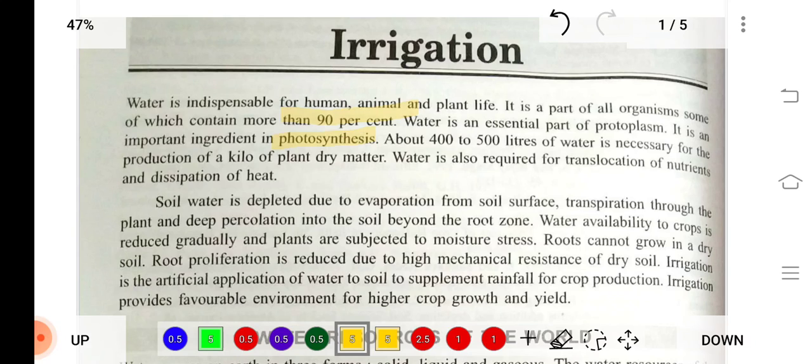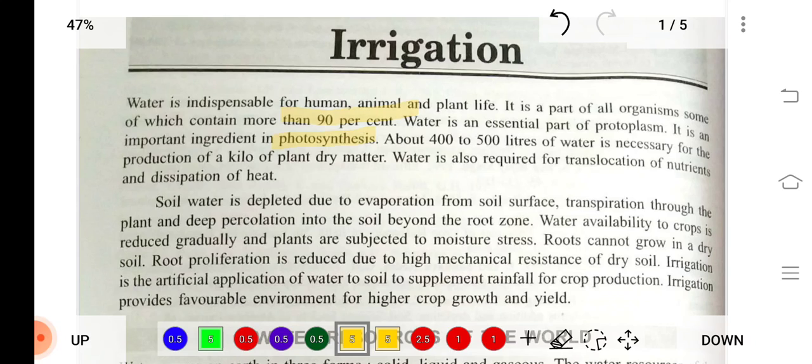in vapor form. Soil water is depleted due to evaporation from the soil surface and transpiration through the plant. These are the two basic things, and the third is deep percolation into the soil beyond the root zone. Evaporation, transpiration, and deep percolation are the three major water losses from the soil water.